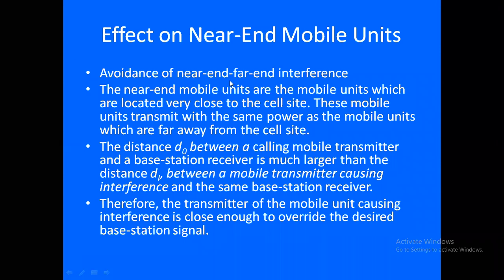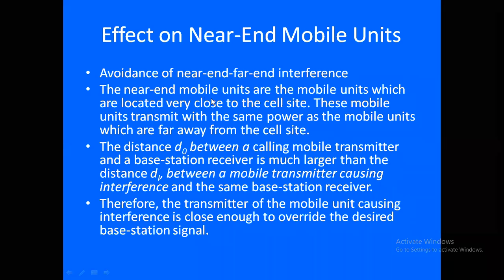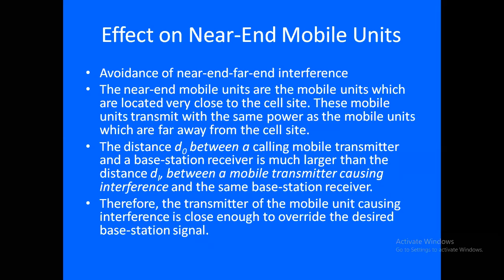Now we will see the avoidance of near and far end interference. The near end mobile units are the mobile units which are located very close to the cell site. These mobile units transmit with the same power as the mobile units which are far away from the cell site.